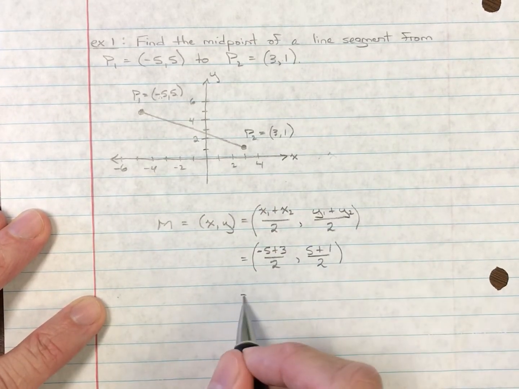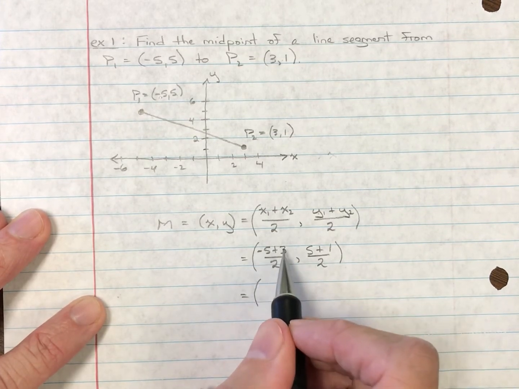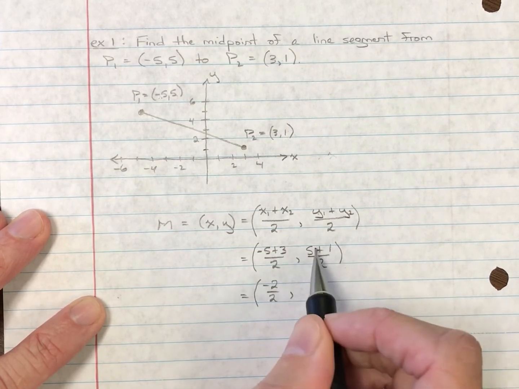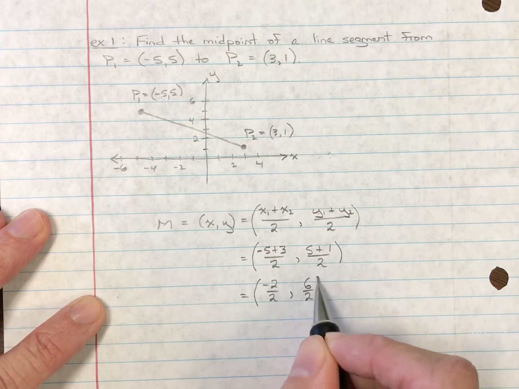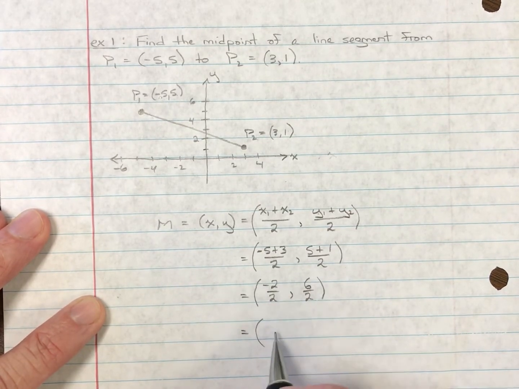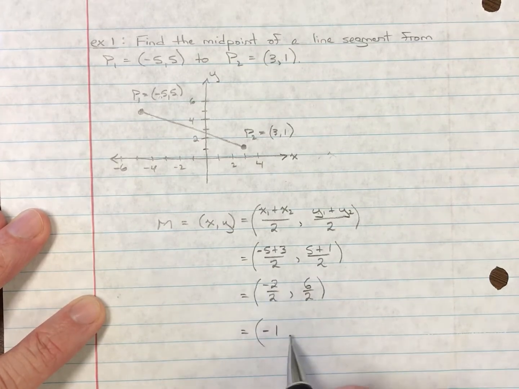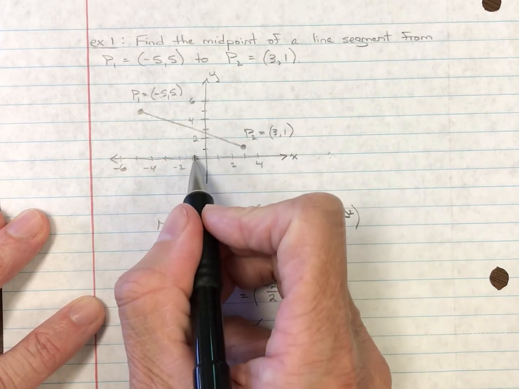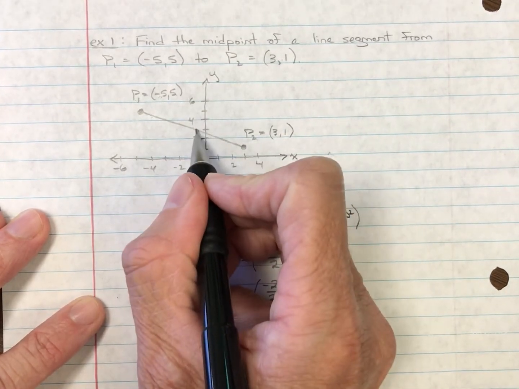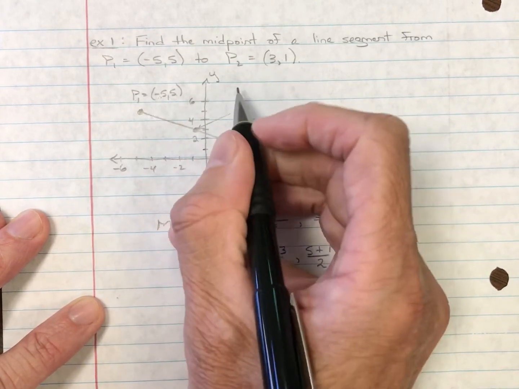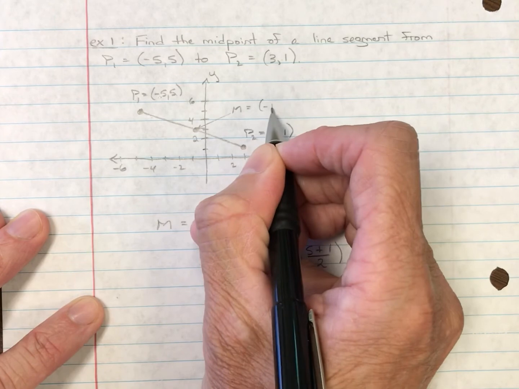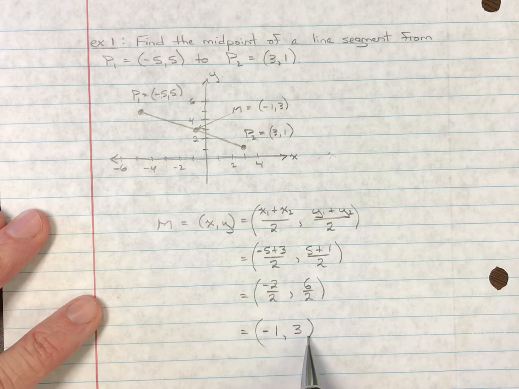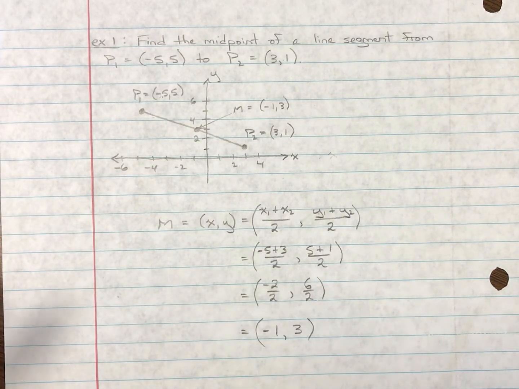Okay, so I have that, and I can do the math here. -5 plus 3 is -2, -2 divided by 2. 5 plus 1 is 6, divided by 2. And it turns out the midpoint is -1 (since -2 divided by 2 is -1), comma 3. Okay, and so we can come up to here, and I was pretty good. The midpoint is right here. M equals (-1, 3). The middle of this line segment's coordinates are (-1, 3). So that's how you find the midpoint of a line segment.